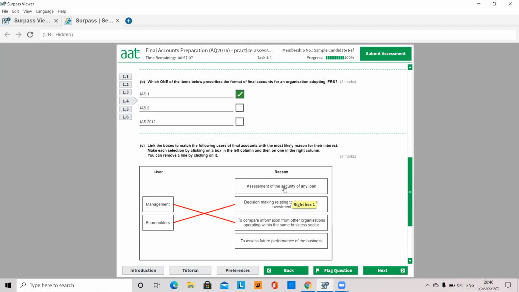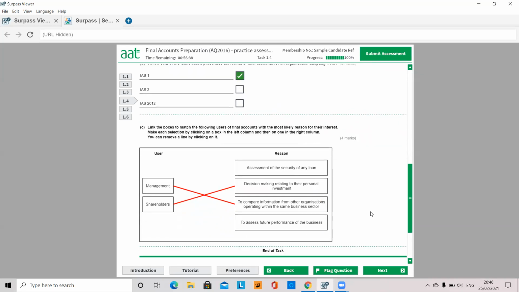As a process of elimination, assessment for the security of a loan, that's not really the role of the management accountant, I suppose, or management generally. It's more so looking at what the organisation is doing in comparison to others. Decision making relating to personal investment is obviously to do with shareholders. That's their main thing, is about how they can get a return on their investment. Okay. That's the main thing, the main interest. It does say to assess future performance of the business, but really shareholders is about making a return on their investment. So they're the most likely answers to that one.